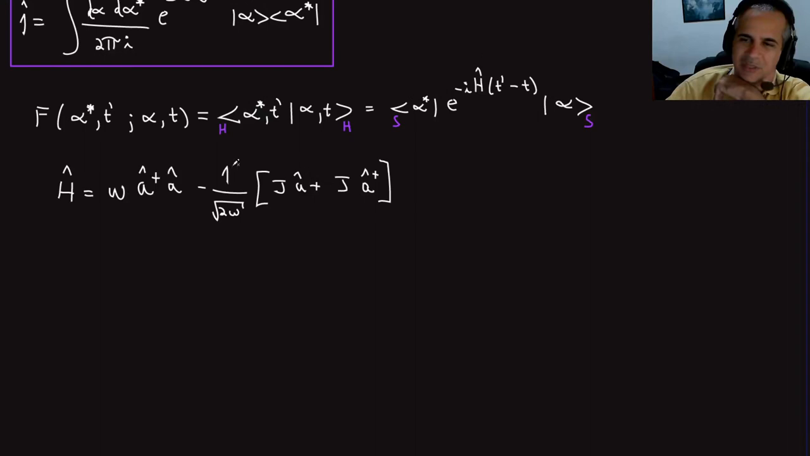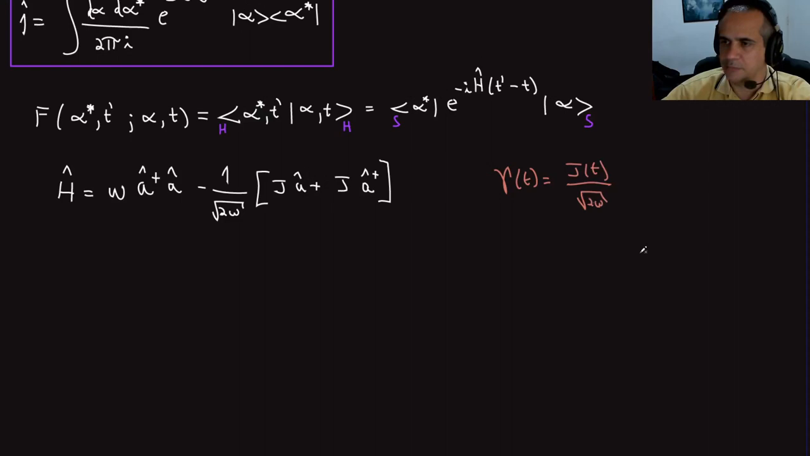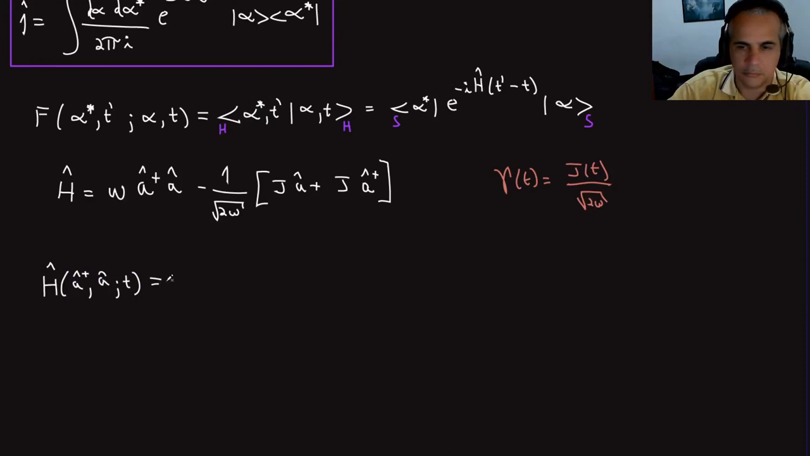I'll just absorb this 1 over square root of 2 omega with J here and define this different source that we'll call just J of T over square root of 2 omega. And rewrite my Hamiltonian now in terms of that. So the Hamiltonian I will use at the end will be this one. And the time dependence, I'm leaving it here, but that depends on which picture we are.